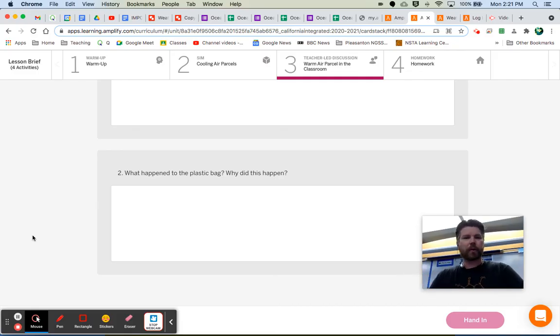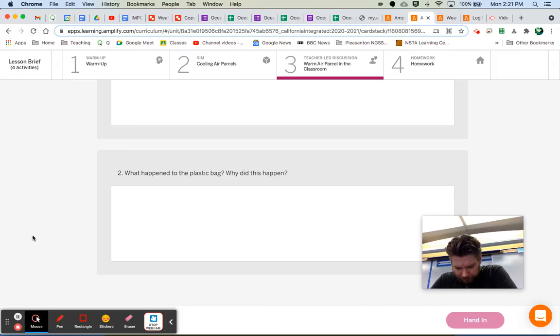Well, like we said before, when things are warmer, they're going to rise above the colder things. So even though the weight of the plastic bag itself, the warm air overcame that and said, nope, we are going up. I don't care. You're coming with me, plastic bag. The warm air was warm enough that it wanted to rise all the way to the ceiling. It probably would have risen even further.